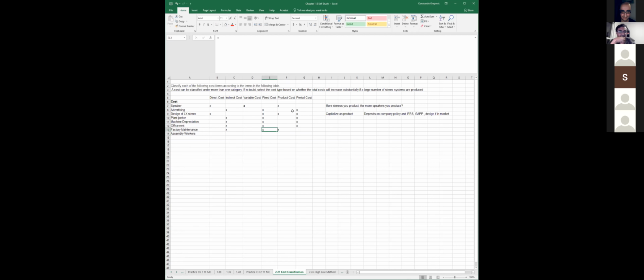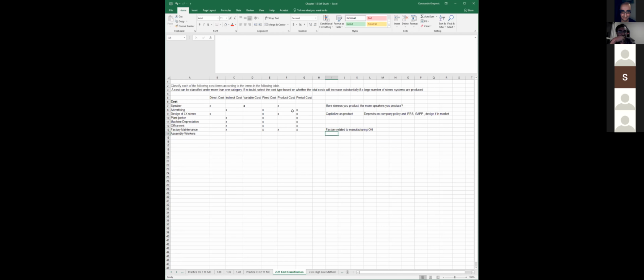Okay. It could be period too. I'm leaning... My preference would be product. If it's office maintenance, yeah. But if it's factory, it has to do with product overhead. Factory related manufacturing. Manufacturing overhead, yeah. That's what I think.